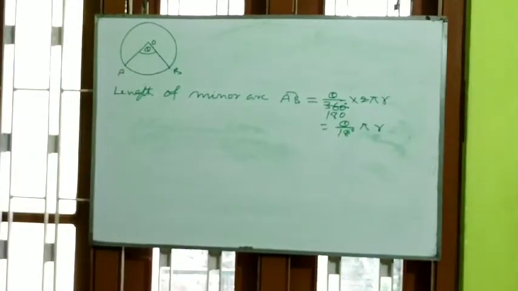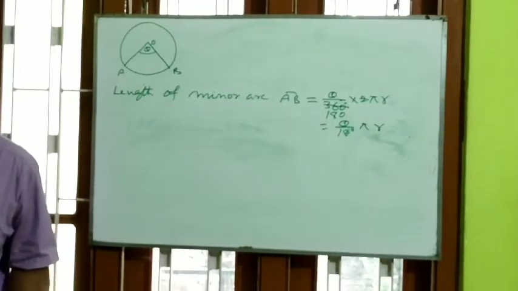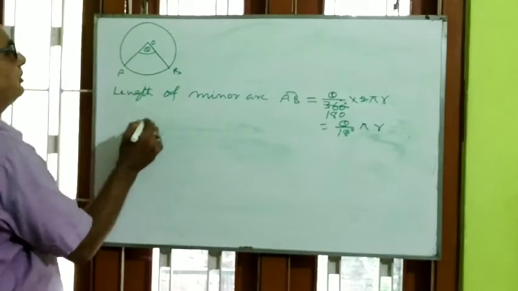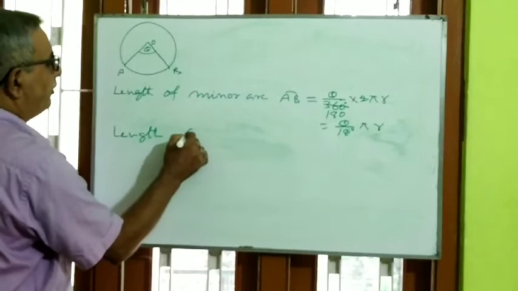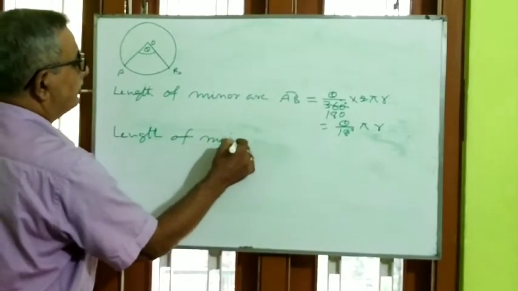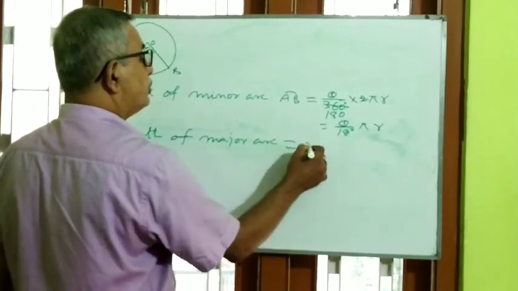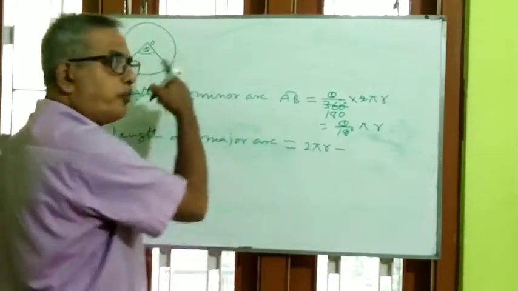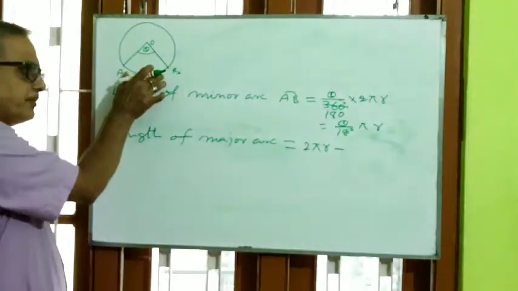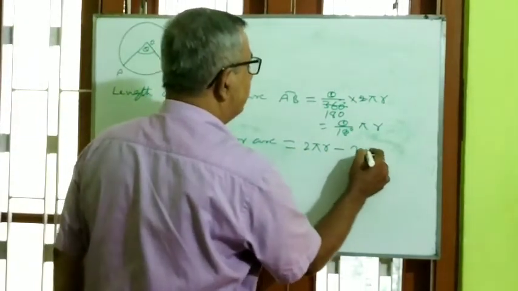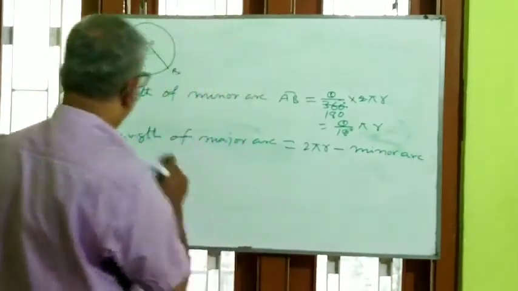Now you can take the major arc. How can you find out the major arc? The length of the major arc is equal to 2 pi r minus the minor arc. Why? Because the total circumference is 2 pi r, and minus this minor arc. Finish? This is your formula.